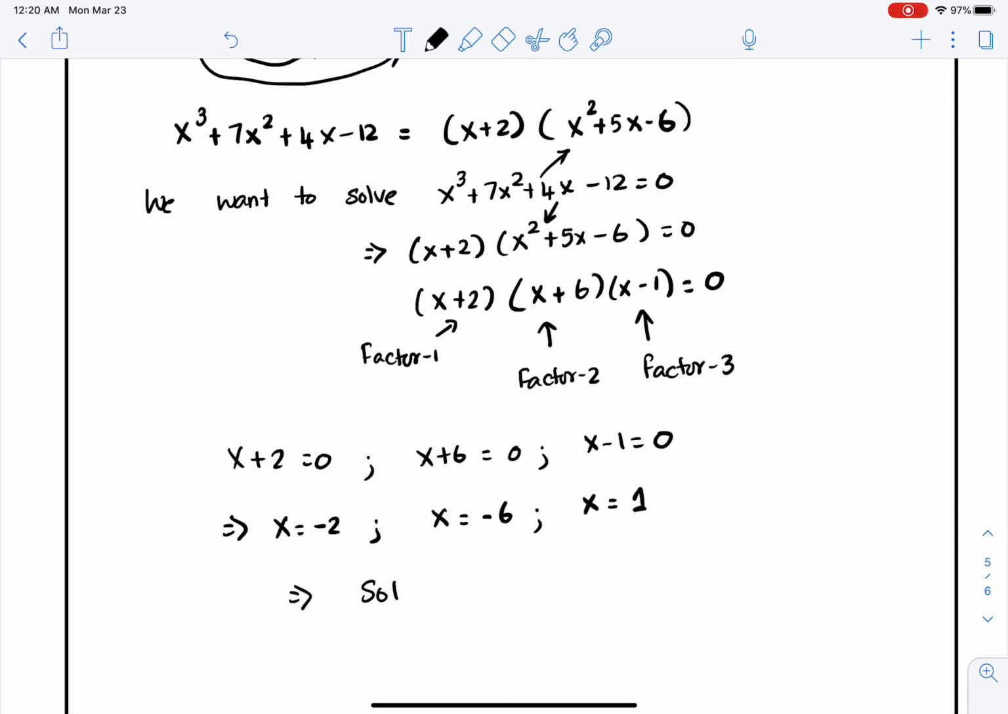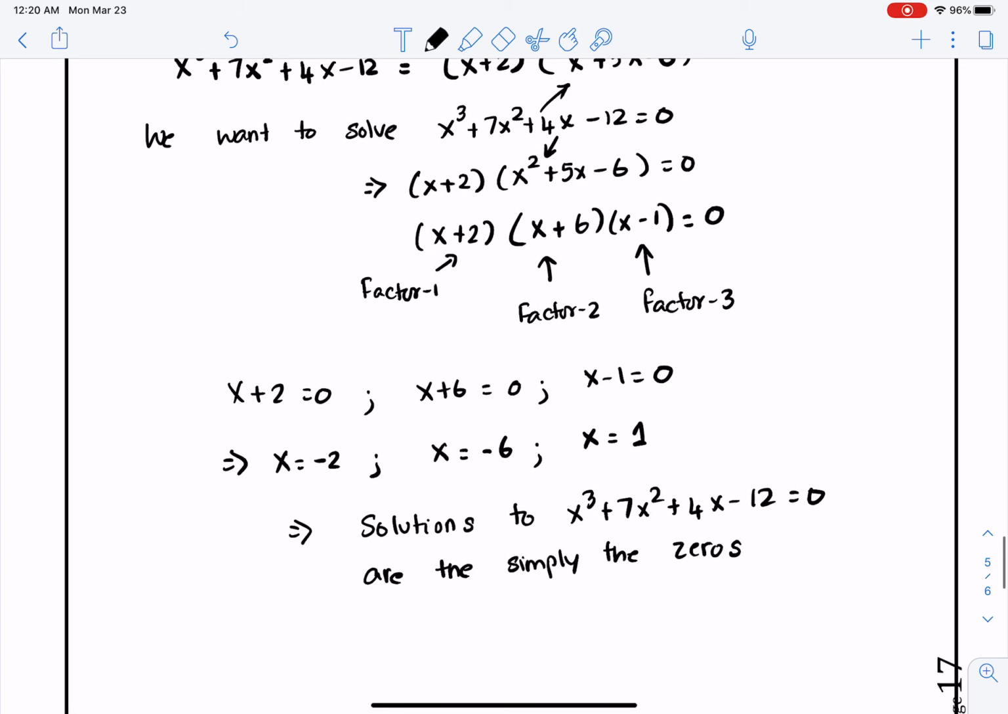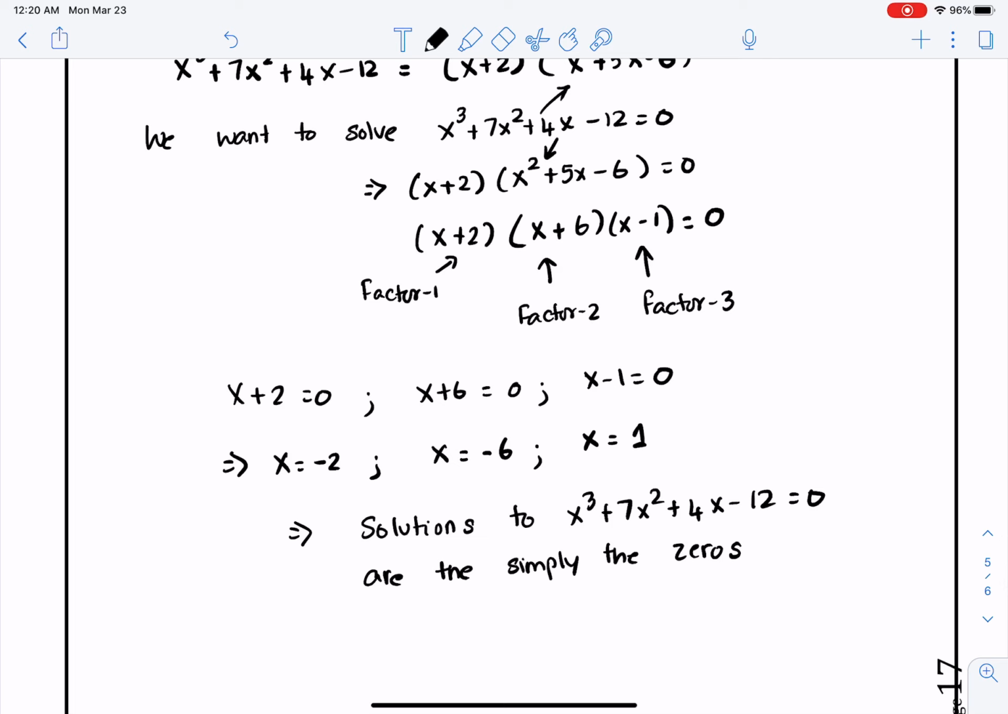Therefore, the solutions to the equation are simply the zeros. So what are they? Those are negative 2, negative 6, and 1.